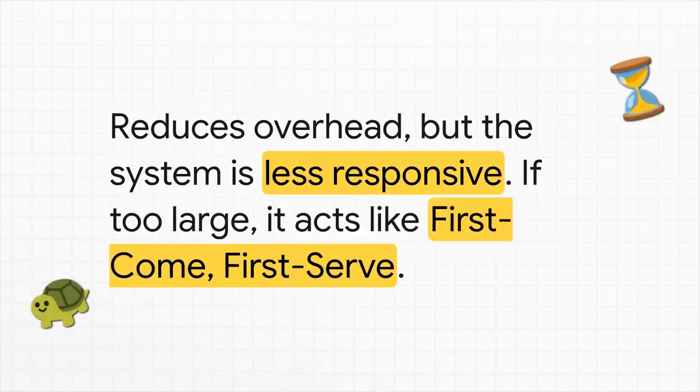On the other hand, if you make the time quantum really large, you reduce that switching overhead, which is good. But now the system feels slow and sluggish. And if you make it way too big, well, round robin just turns back into plain old first come, first serve, and you lose all the benefits of fairness and preemption.